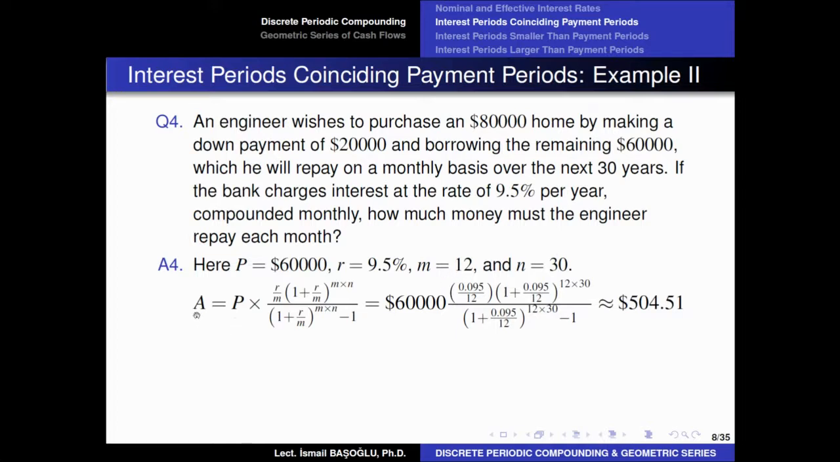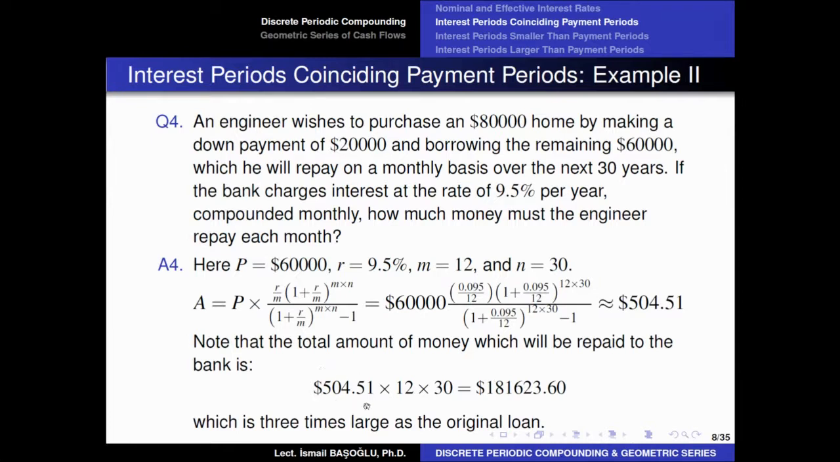So what you need to do is calculate the monthly installment size by multiplying the principal $60,000 with the uniform series capital recovery factor. But in the capital recovery factor, you are going to use the monthly effective interest rate, r over m, in place of the interest rate. And the number of payments in 30 years will be equal to 30 times 12, which is 360. Now, when you calculate this, the monthly payment size will be $504.51. This is going to be the monthly payment amount, $504.51.